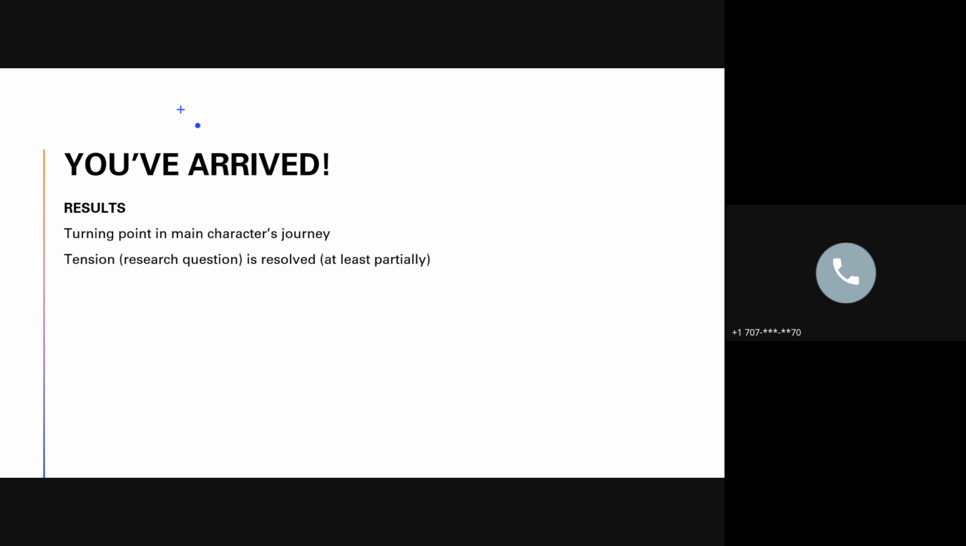This is when the tension or the research question is resolved, at least partially. We know that many of us will do research where we have a question, but the question might not be completely answered by the research that we do, and that's fine. But this is at least where our understanding changes. Even if our hypothesis is incorrect, our understanding has changed because now we have that information to add to our understanding of the main character. And this is where some or all the questions are answered.